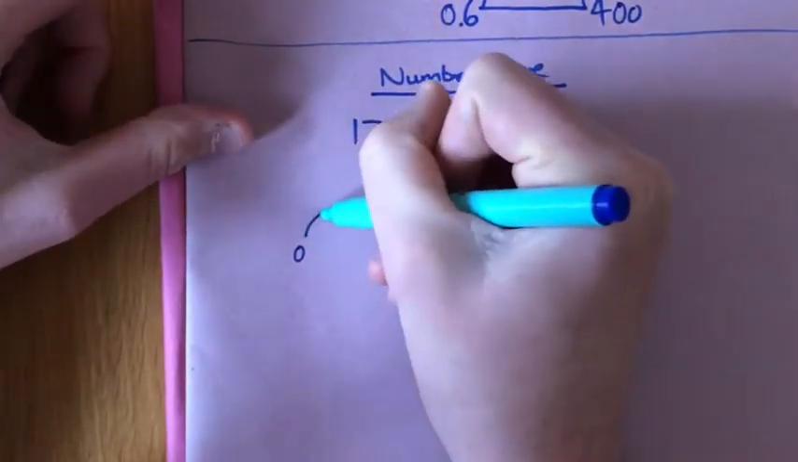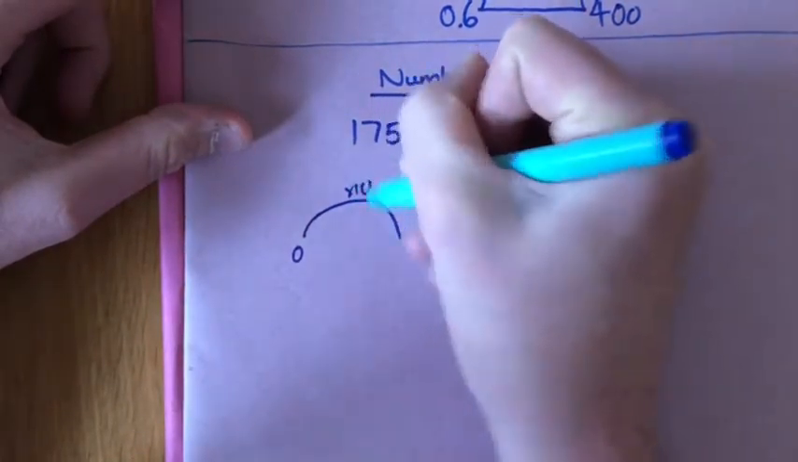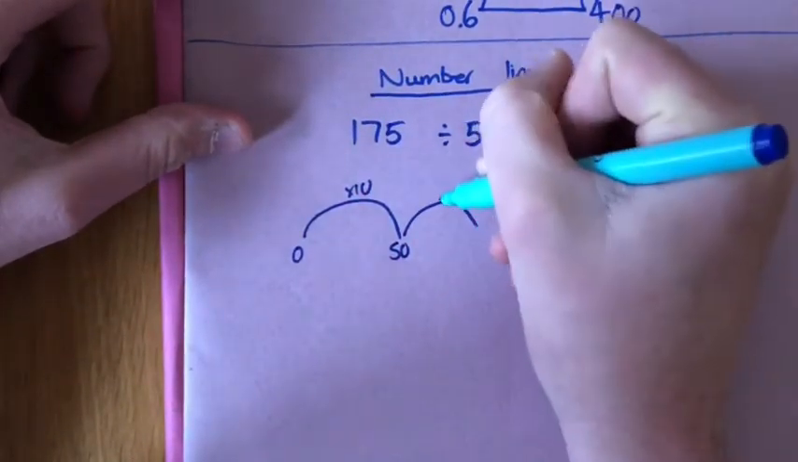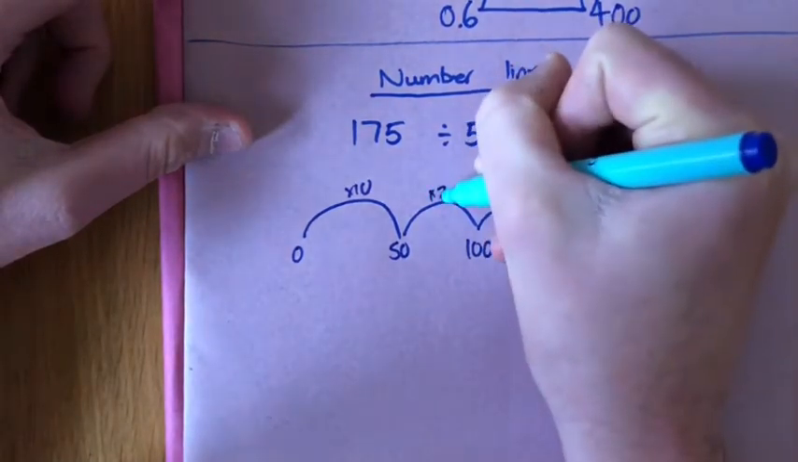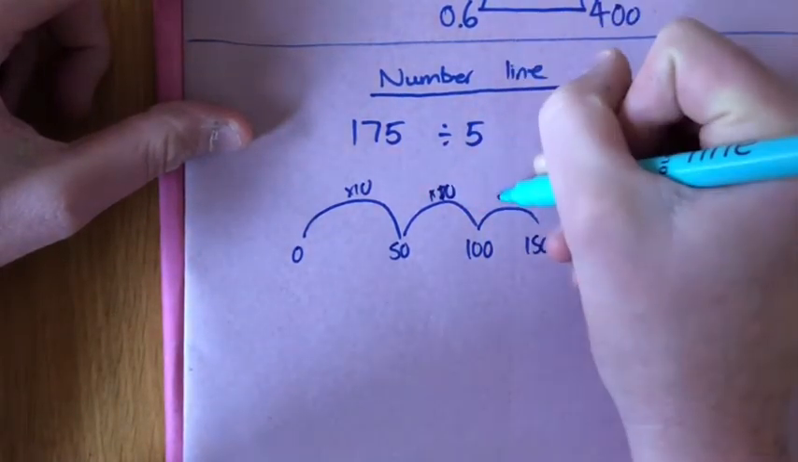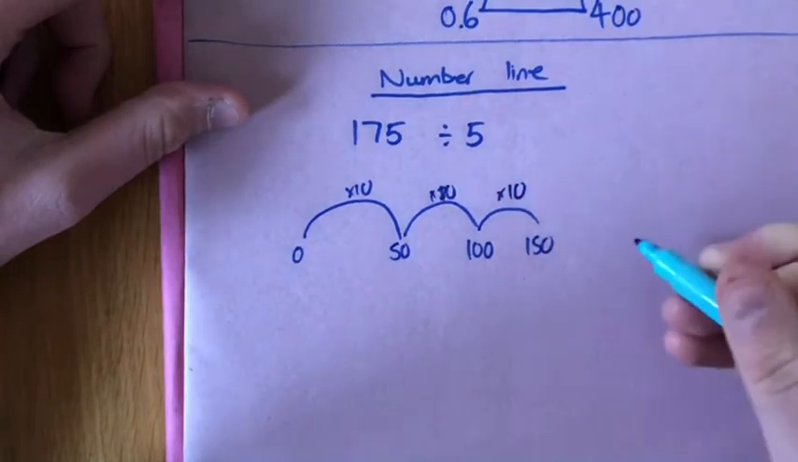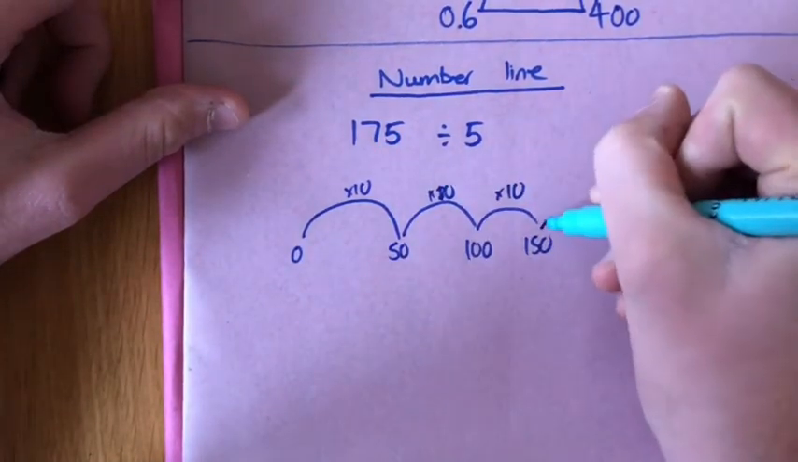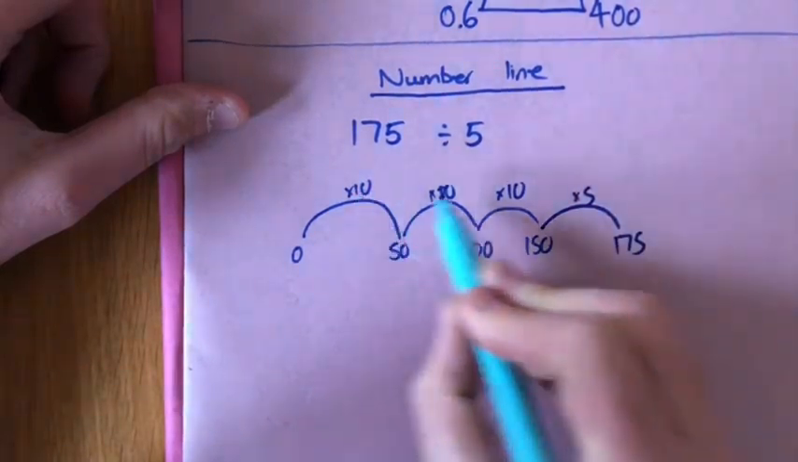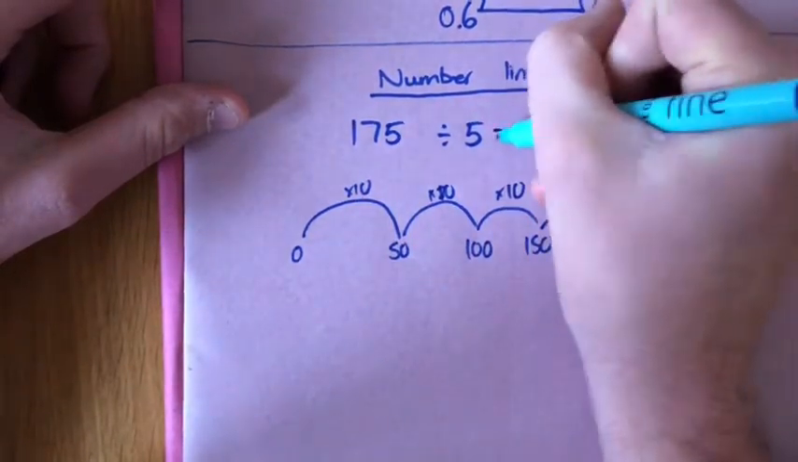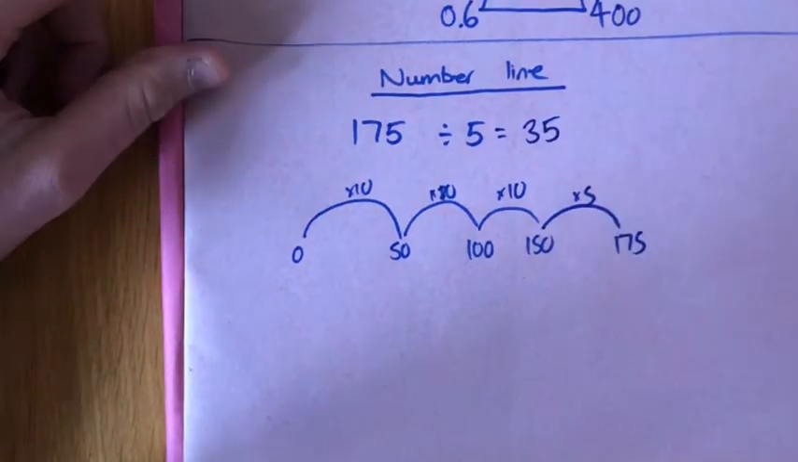So what I'm going to do is, starting at 0, I'm going to go, well, 10 lots of 5 is 50. Another 10 is 100. Another 10 is 150. So therefore, I've got 30 lots. And then from 150 to 175, I need to add 25, which I know is 5 lots. So I've got 10, 20, 30, another 5 lots. So my answer is 35.